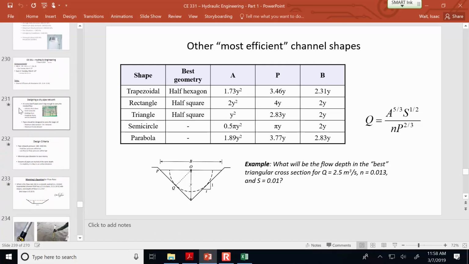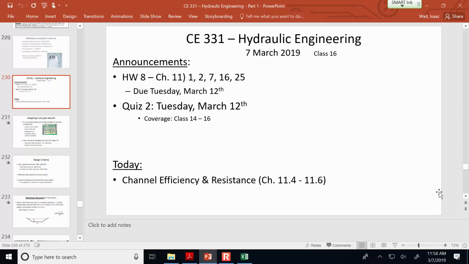All right, let's take a look at the announcements before we finish up. Remember that the homework assignment is due on Tuesday, and we're having a quiz. I sure have emphasized how important it is to be able to solve trapezoidal geometry and Manning's equation. I hope I haven't bored you with those constant exhortations, but it'll all come to a head on Tuesday when we start our class with a quiz.